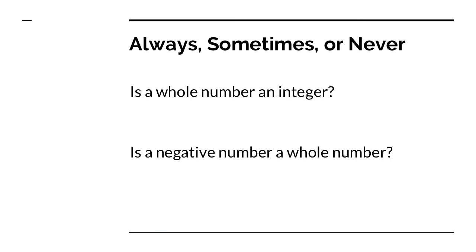Okay, same deal, always, sometimes, or never. Is a whole number always an integer, sometimes an integer, or never an integer? The second one, is a negative number a whole number always? Is it sometimes a whole number, or is it never a whole number? You're going to come back after you've paused and done your work for checking.